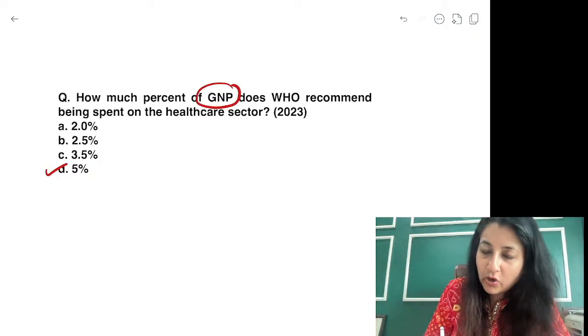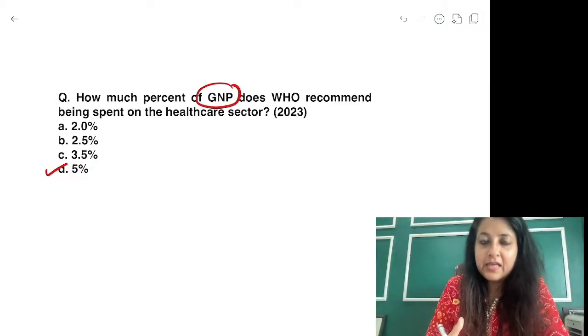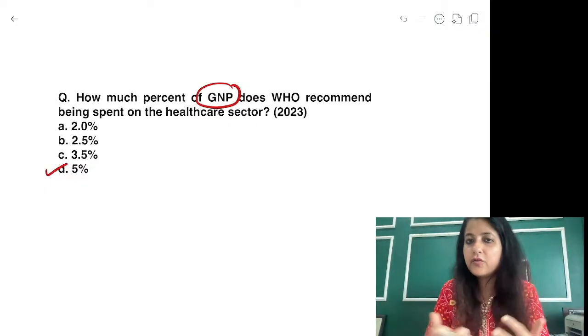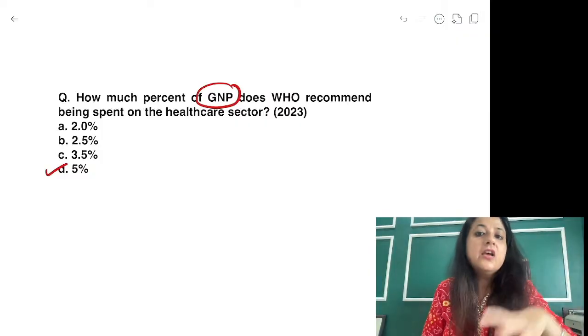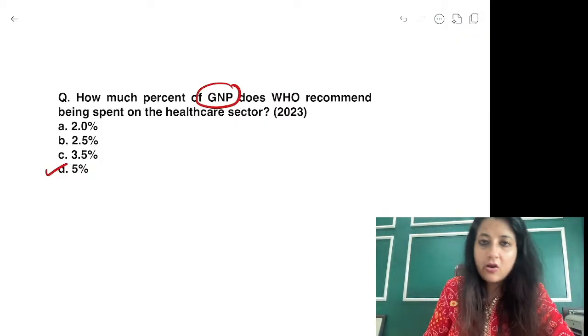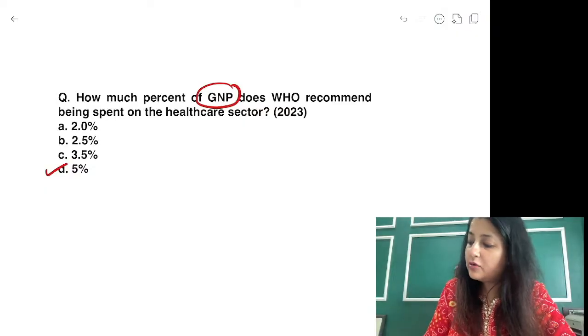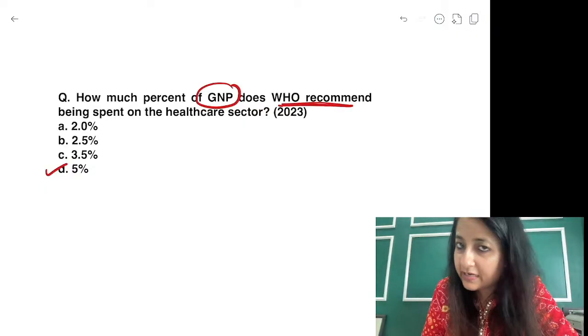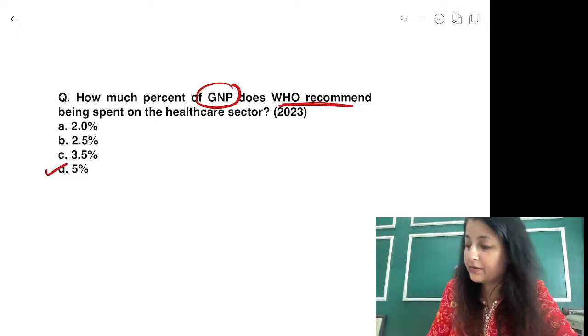Gross domestic product is the money of the home. Domestic means of the home. So the income that the country makes from within, that is gross domestic. Gross national is the one that you receive from abroad also. Alright, everybody. So now what does WHO say? WHO recommends that 5% of GNP should be spent on the healthcare sector.